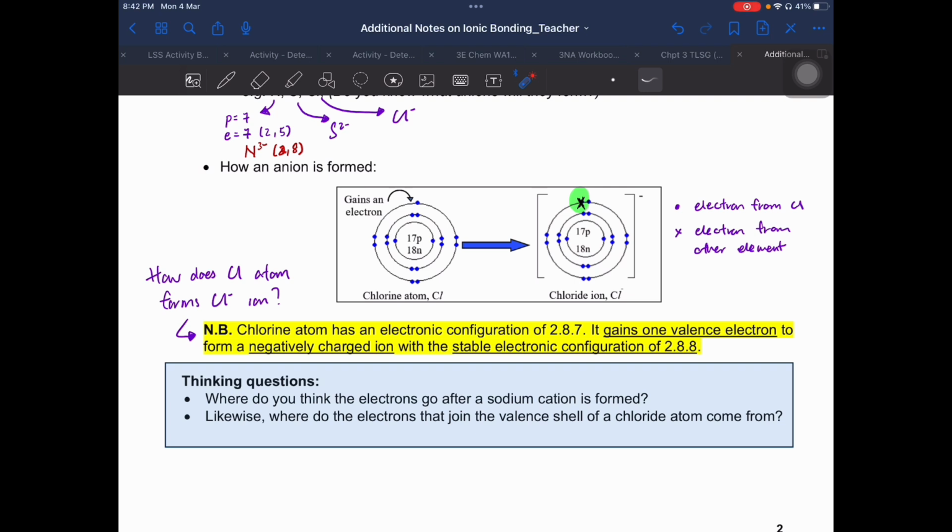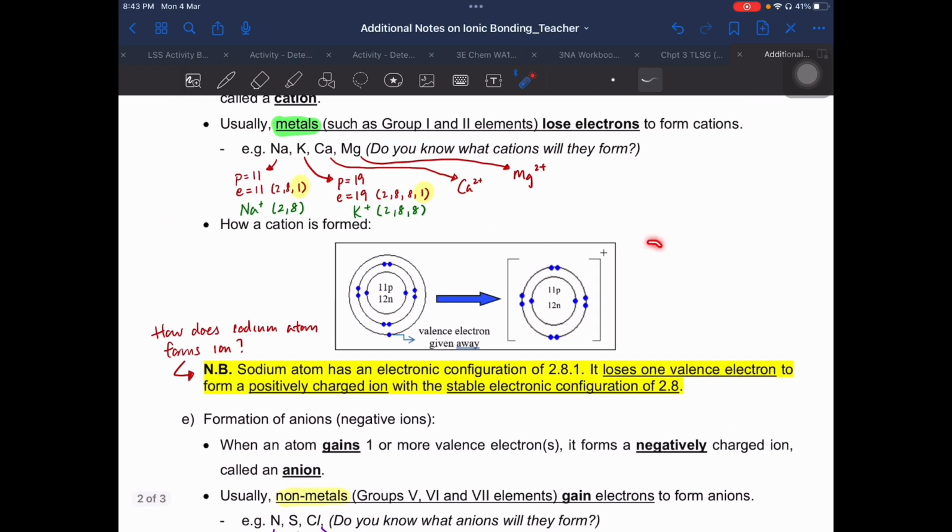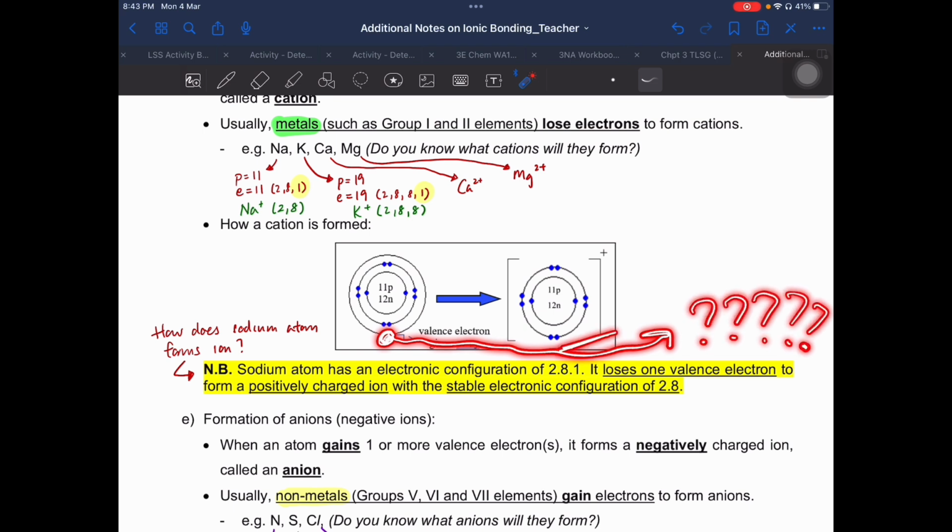there are two big questions that we actually didn't really explain to you. First, where did the electron go after the sodium cation is formed? If you recall in this part, the first drawing here, this electron left, but we never say where it went. We just show the final drawing of the ion, but no one really cares where the electron went. But it must go somewhere, right? It can't just disappear out of nowhere.